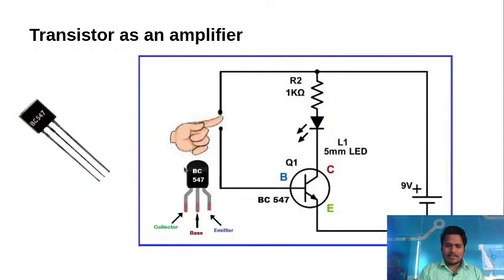In NPN transistor there are two sides. If you see visibly the BC547 transistor, it looks like this, and it has two sides, flat side and curve side. So if you keep the flat side in front of you, from the flat side the right leg is emitter, the middle one is base, and the left leg is collector. Emitter right one, middle base, left is collector.